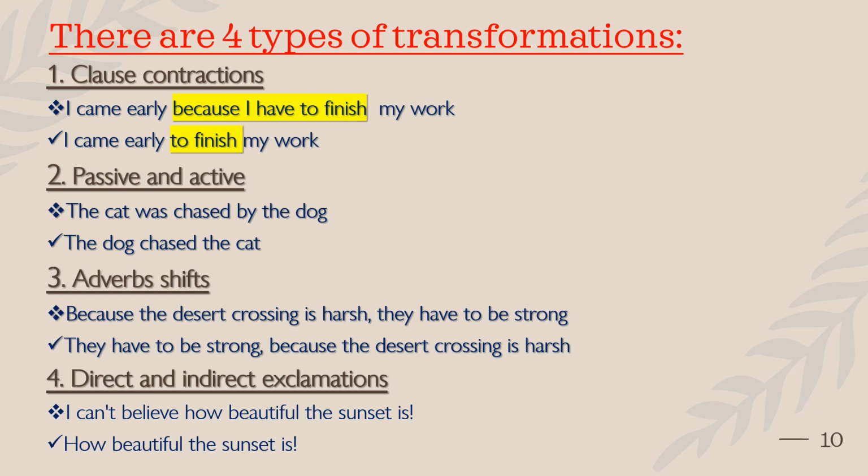The third type is adverb shift. Because the desert crossing is harsh, they have to be strong. "Because the desert crossing is harsh" is an adverb of reason. And when we transform it, it will be: they have to be strong because the desert crossing is harsh. The last type is direct and indirect exclamations. The indirect form is: I can't believe how beautiful the sunset is. When we transform it into the direct form, it will be: how beautiful the sunset is.